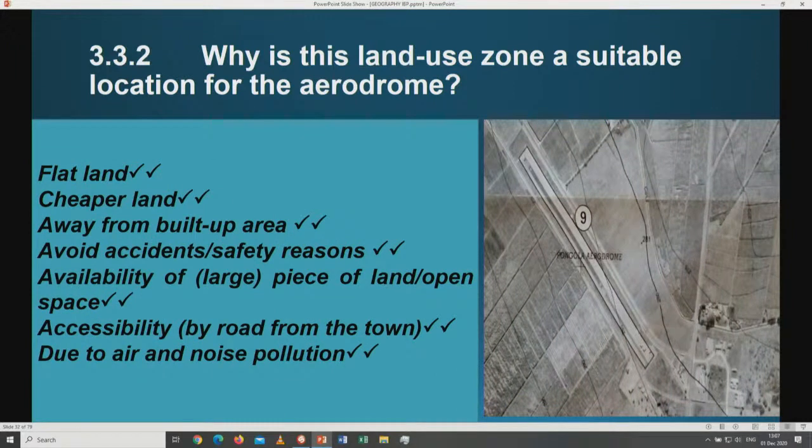Flat land. The aerodrome needs to be located in flat land, cheaper land, away from the built-up area, so that they can avoid accidents and for safety reasons. Availability of a large piece of land. It means that there is an open space.